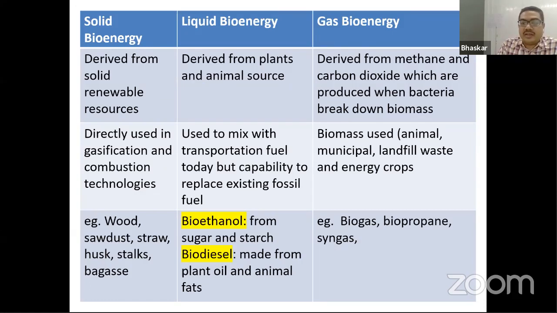And the examples are, for the solid one, wood, sawdust. If it is liquid, the common ones are bioethanol, biodiesel. If it is gaseous, the most common ones are biogas, syngas, and biopropane.